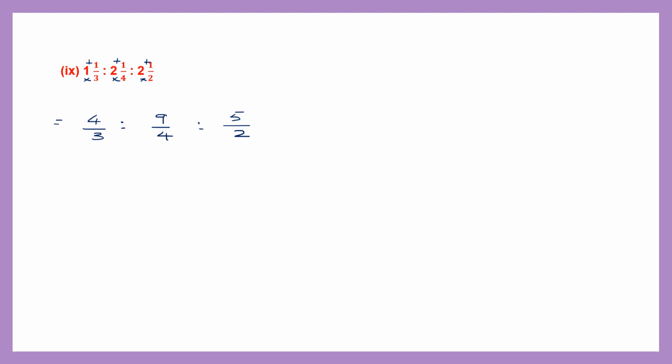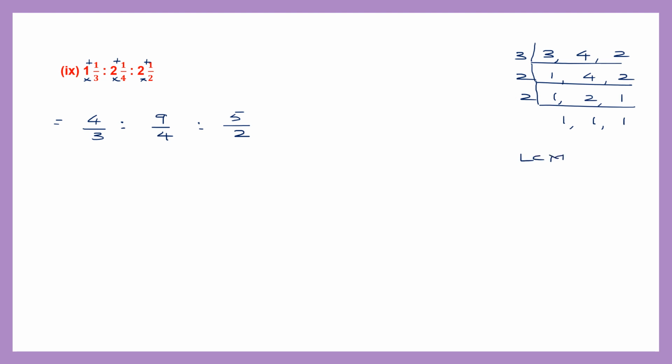So what I'm going to do is I'm going to find the LCM of the denominators. 3, 4 and 2. So let's find the LCM of the denominators. Now here 3 ones are 3, 4 and 2. Now I'm going to use 2. 1, 2 twos are 4 and 1. And again, I'm going to use 2 here, 1, 1 and 1. So what is my LCM? My LCM will be 3 into 2 into 2. 3 twos are 6, 6 twos are 12. 12 is my LCM. Now see what I'm going to do.